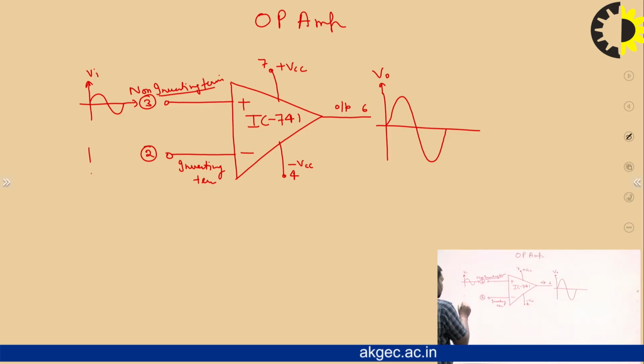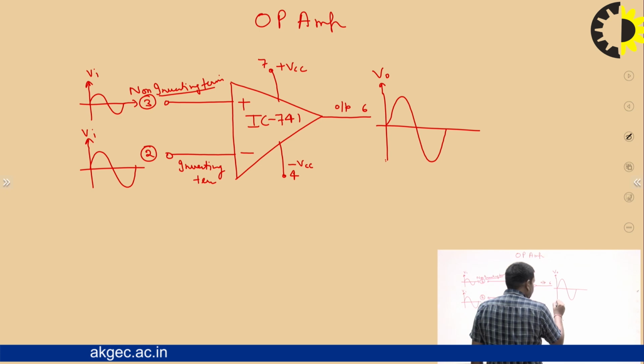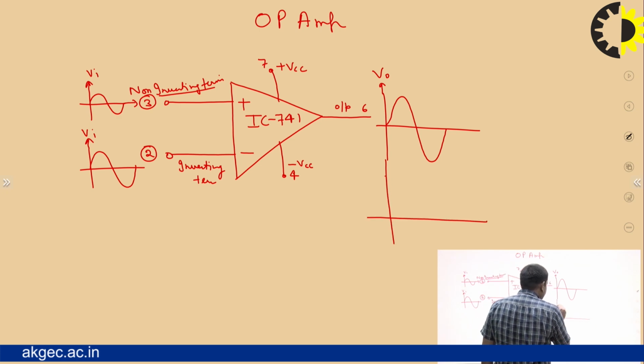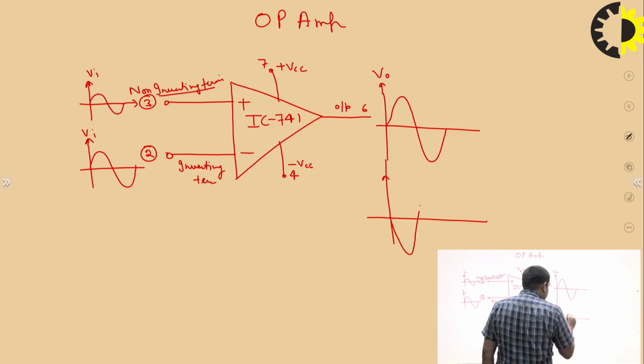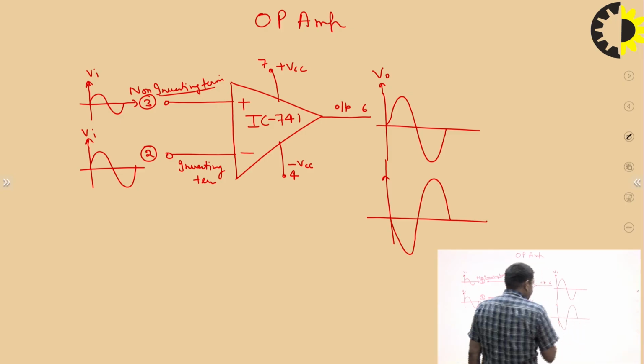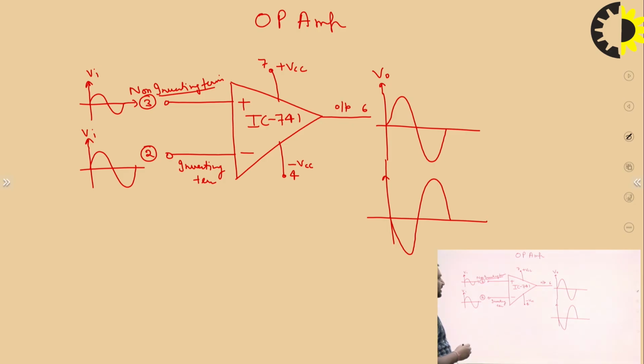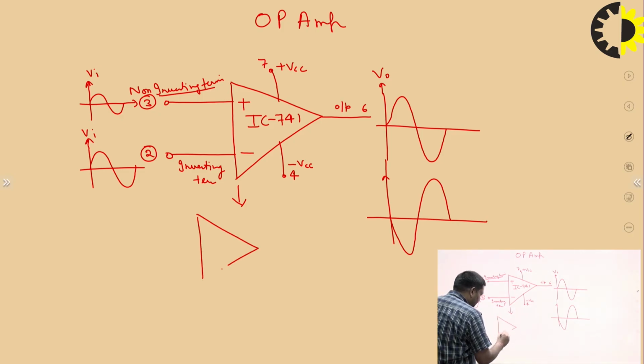But if we apply an input signal to the inverting terminal, the output is amplified with a 180-degree phase shift. So we can say this is an inverting terminal. Now, what is the internal diagram of this 741 IC?